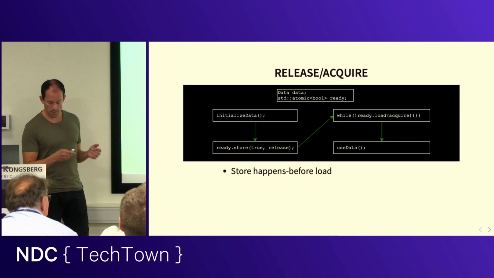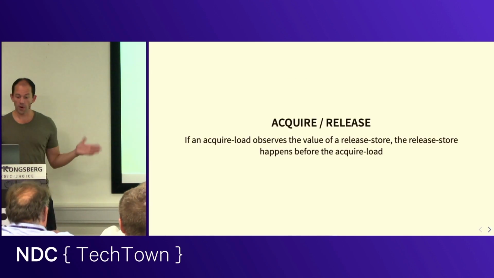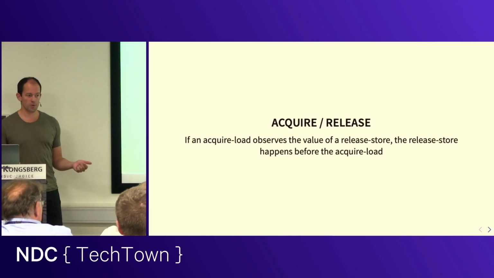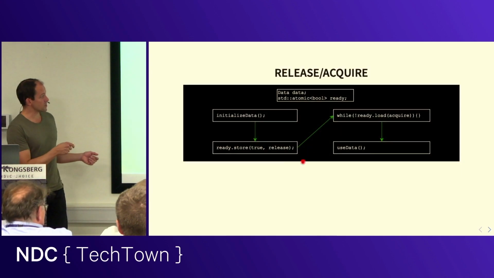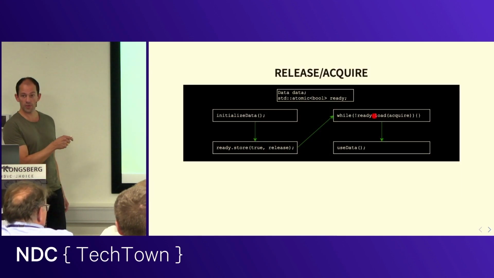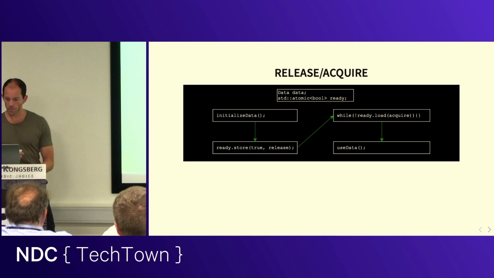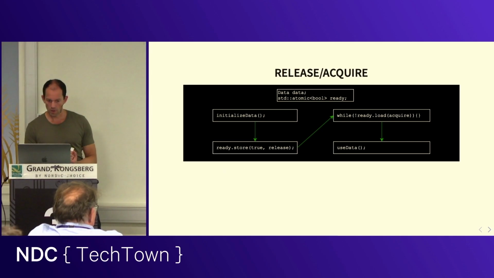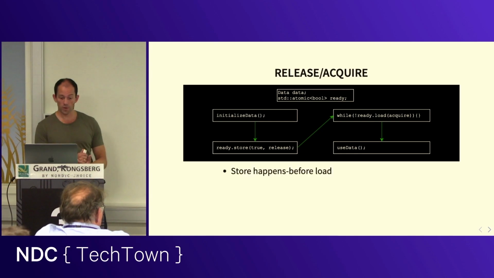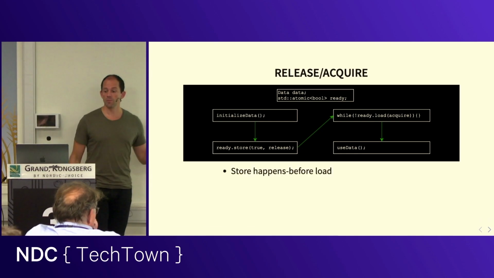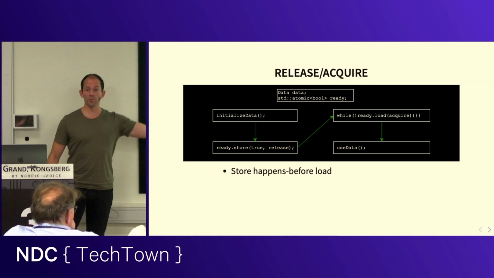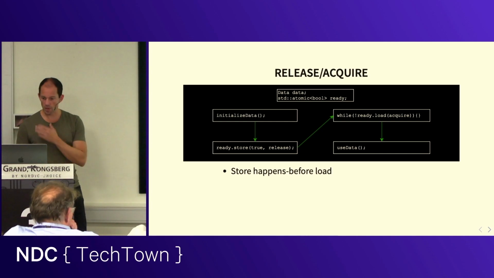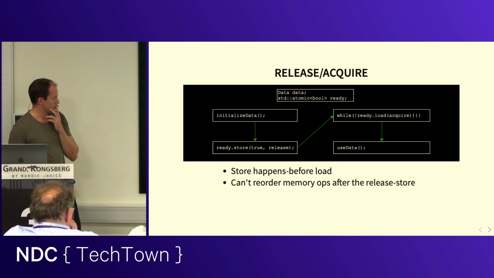So yeah, if the acquire load observes the value of a release store, the release store happens before the acquire load. Also, if it observes, that means that this is going to loop 1,000,000 times first and not observe the store. And when the store happens and I observe it here, then I know that this happened before this. So we have the happens before relationship, but because the acquire load observed a value from the release store, we know that the store happens before the load.